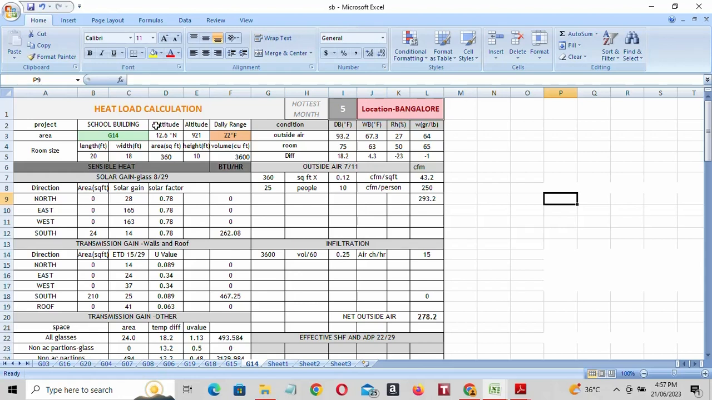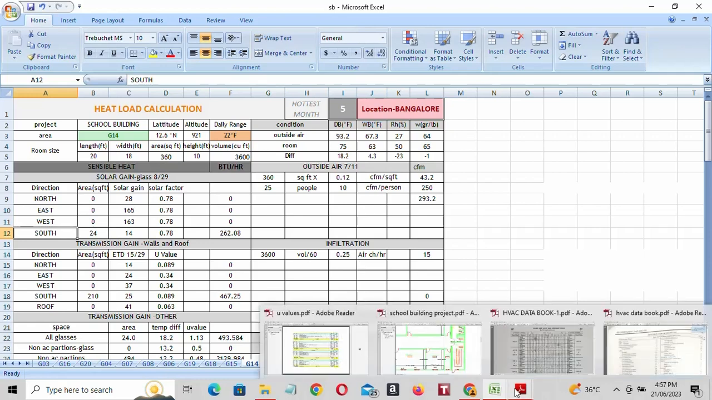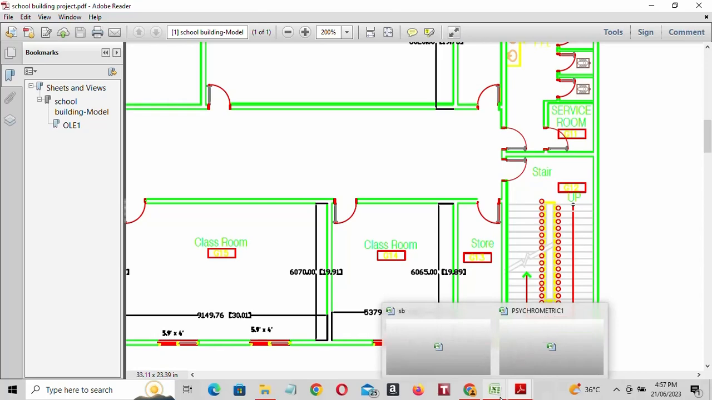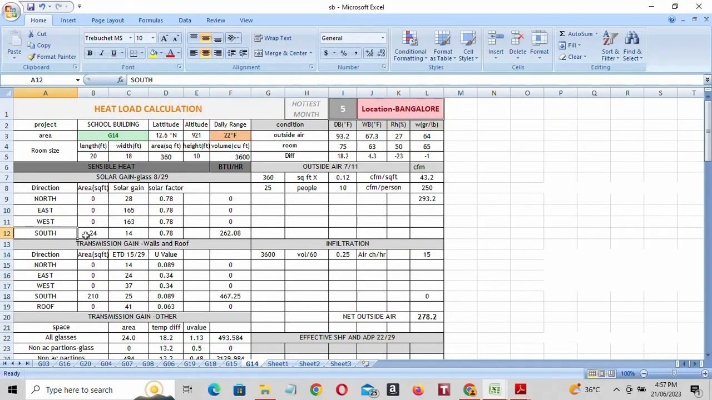And next is solar gain through glass. Our window is exposed to the sun in the south direction, so south, and our window area is 24 square feet. See here, 5.9 by 4. You can take 6 by 4, 24 square feet. Again we have to check the data book.